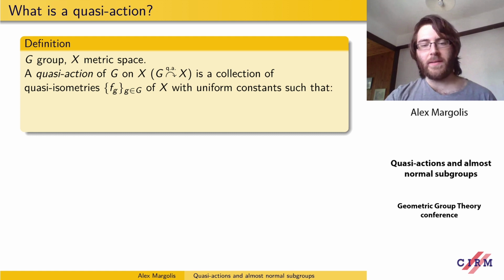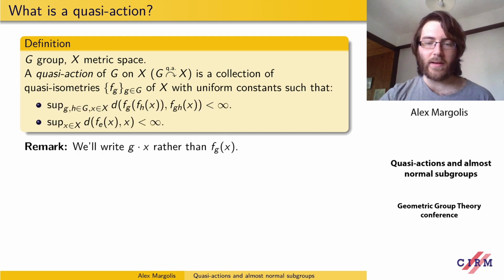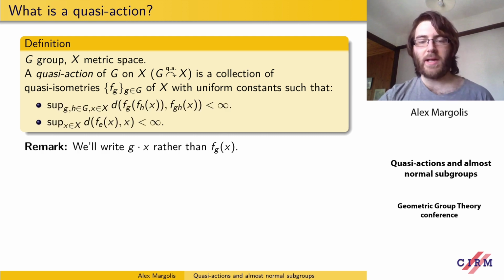So what is a quasi-action? If we have a group G and a metric space X, then a quasi-action of G on X, denoted by this symbol here, is a collection of quasi-isometries of X, quasi-isometries from X to itself, with uniform constants. So every f_g is a (K, A) quasi-isometry for some uniform K and A, such that the following things hold. Firstly, if we apply f_h and then f_g, that's the same as applying f_gh up to some uniform error, and f_e, where e is the identity, is the same as the identity map up to some uniform error. And to simplify notation a bit, we'll write g.x rather than f_g(x).